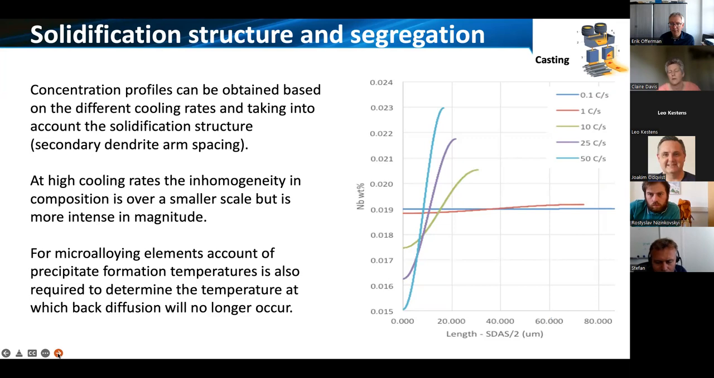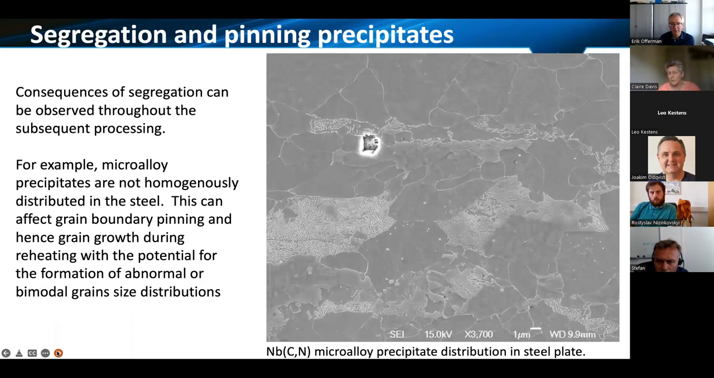And that's simply because there's less time at temperature for back diffusion to soften that segregation profile. Of course, if we have reheating, then we can soften it during the reheating process. But still, why is this particularly relevant and important? Because it has knock-on consequences for later microstructural development.